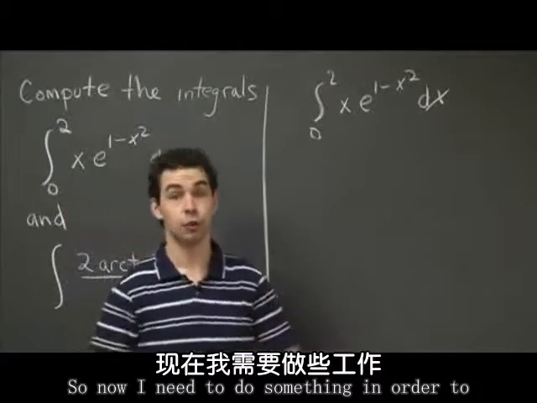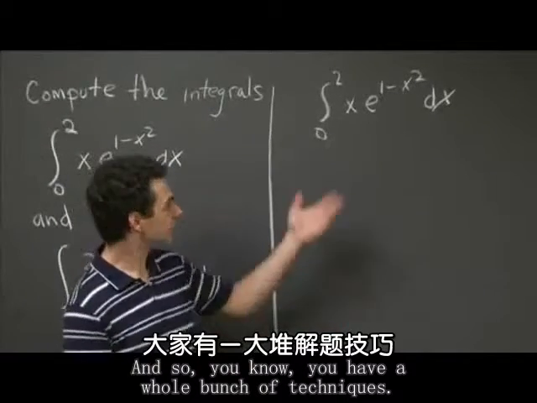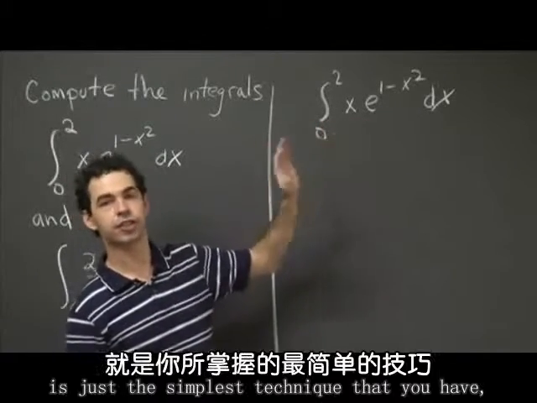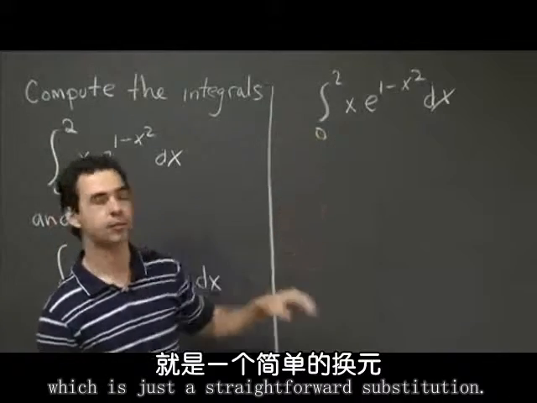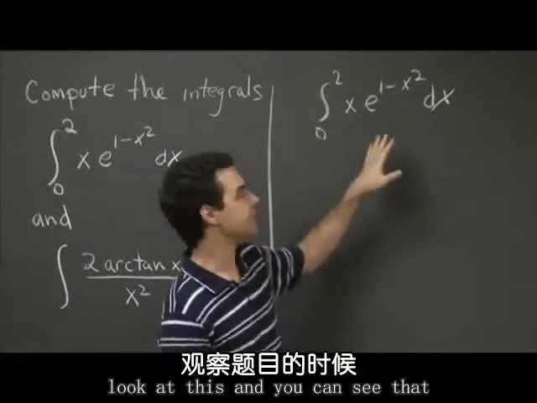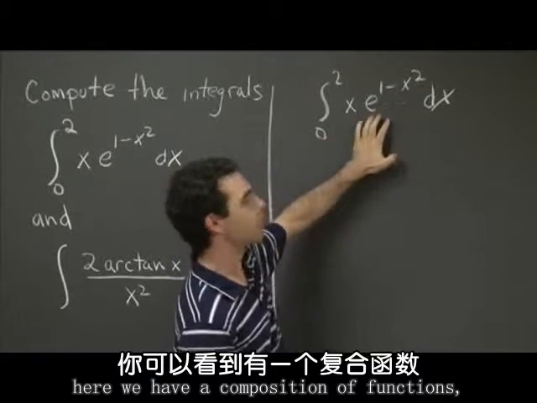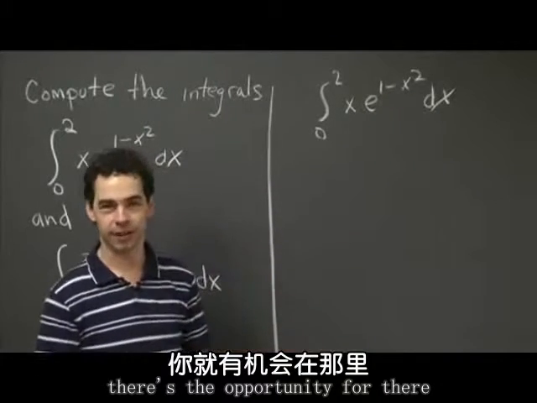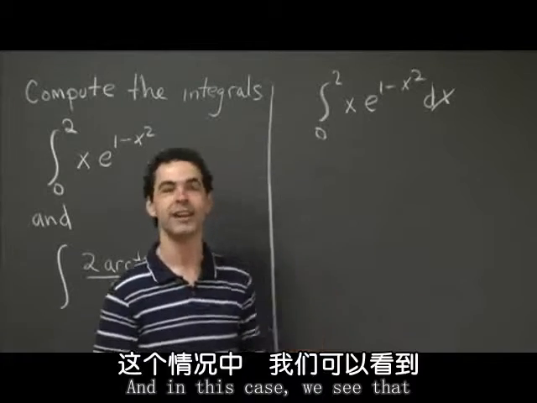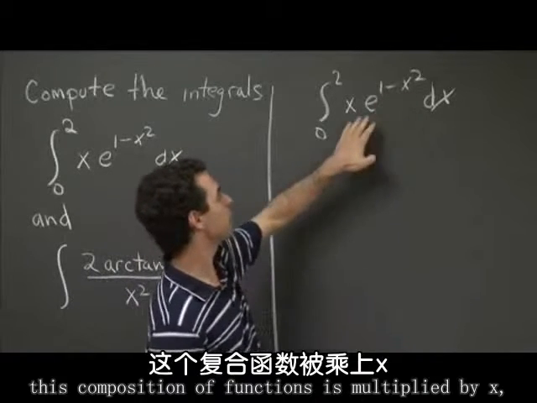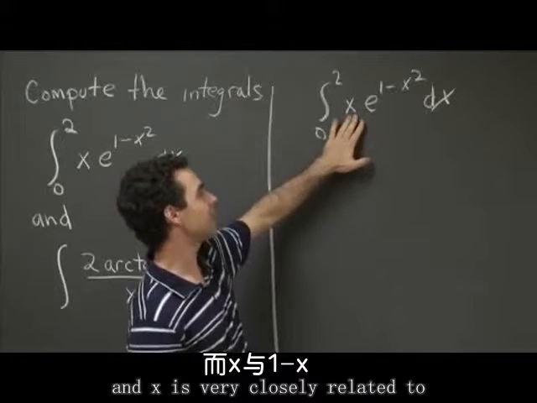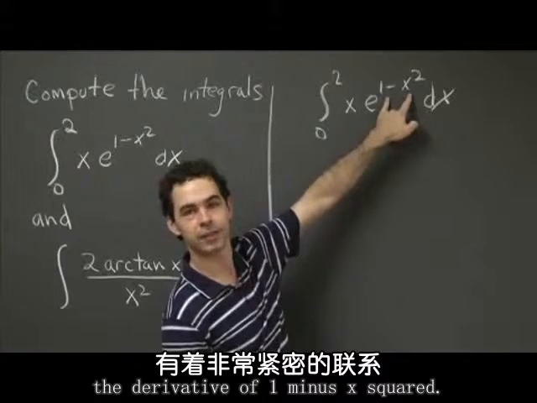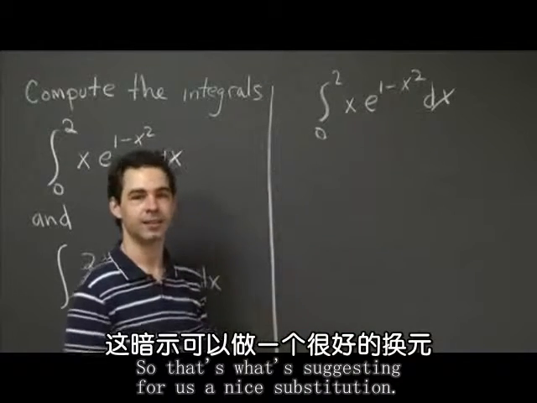So then you say, OK, now I need to do something in order to try to integrate it. And you have a whole bunch of techniques. For this one, the technique that is going to work is just the simplest technique that you have, which is a straightforward substitution. One way to figure that out is that we have a composition of functions, this e to the 1 minus x squared. Whenever you have a composition of functions, there's the opportunity for there to have been a chain rule somewhere. And in this case, this composition is multiplied by x, and x is very closely related to the derivative of 1 minus x squared. So that's what suggests a nice substitution.